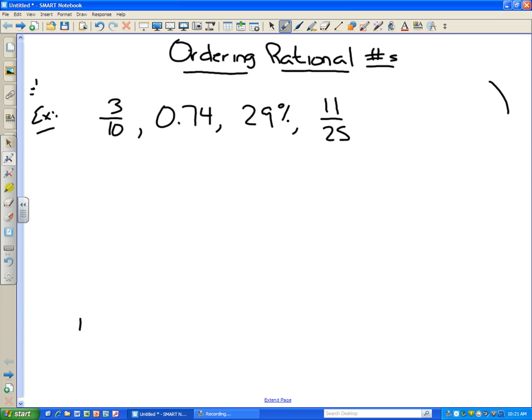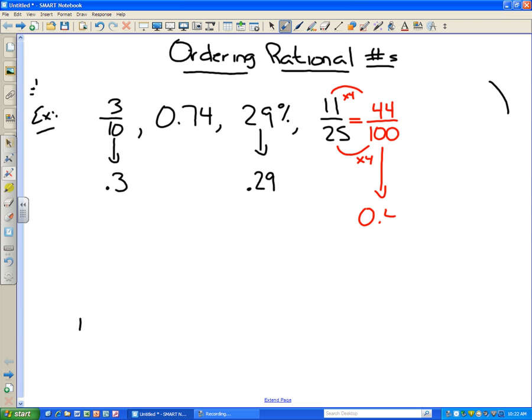Okay, so now I give you another example that has some fractions, decimals, and percentages. So again, you want to look to see what would be the easiest thing to turn all of these into. So I'm going to choose to turn them all into decimals. So 3/10 I know is 0.3. 29%, I move the decimal 2 spots to the left, 0.29. Then I see the fraction 11/25, and I notice that I can make a proportion out of 100. Times it by 4, times it by 4, which is 44/100, which as a decimal is 0.44.